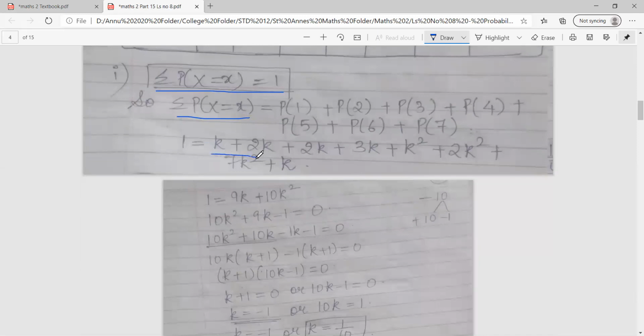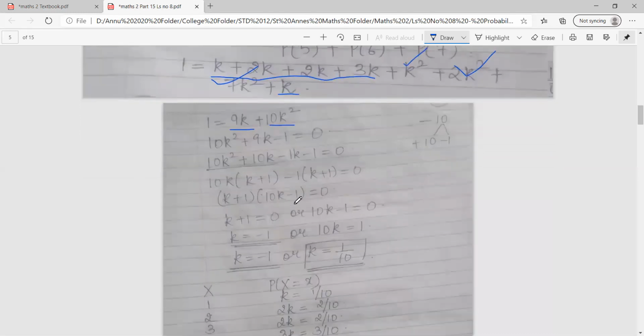That is k plus 2k plus 2k plus 3k plus this k. So that gives me 9k. Then you are left with k square plus 2k square plus 7k square. So I get 10k square. So on arranging the values, I get a quadratic equation like this: 10k square plus 9k minus 1 is equal to 0.